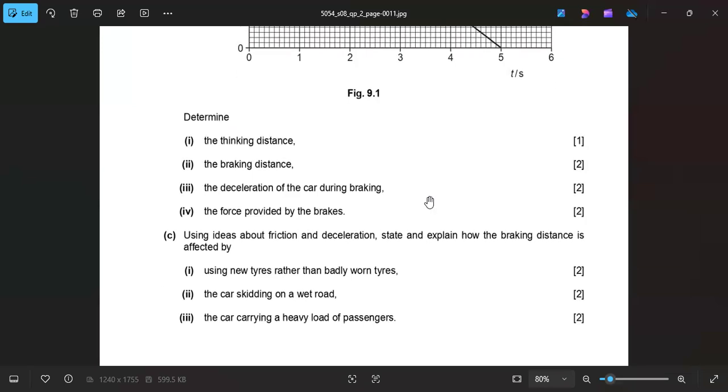And the third point is a car carrying a heavy load of passengers. So many students write that it will decrease the braking distance. No, it will not. It will actually increase the braking distance because the car with a lot of load has more inertia, so it requires more braking force. So with the same braking force, it will take more time and it will stop later.